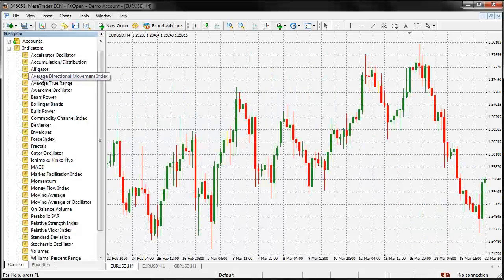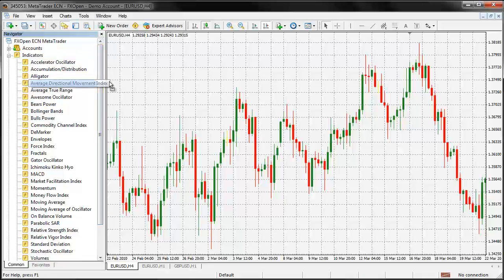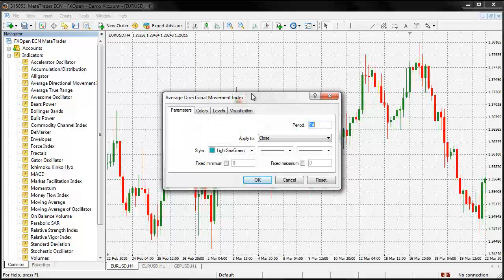Here we have the average directional movement index. Now this is my favorite indicator, or one of them at least. This particular indicator is very, very powerful, and it will let you know when the market is going to go up and when the market is going to go down, and how strong that particular movement is going to be.